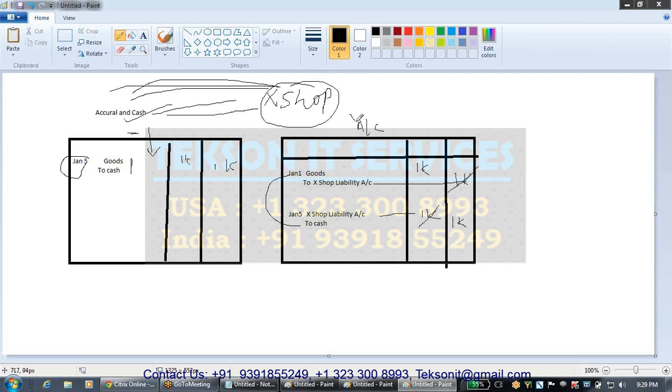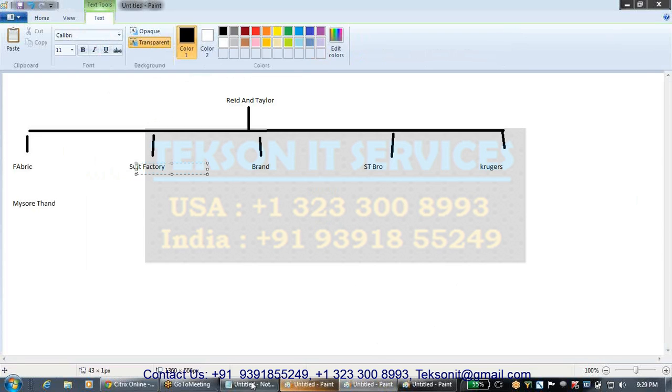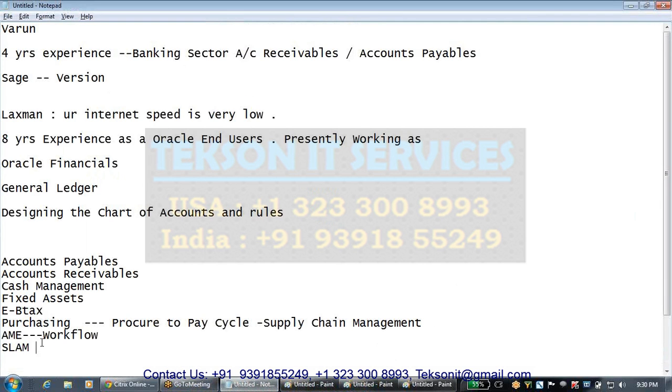So these are the two methods we are using universally. Mostly everyone uses accrual basis. Only sole trading companies use the cash basis. I want to explain to you, we have a slab. You can design your own accounting method. Okay, so you can design your own style of accounting method.